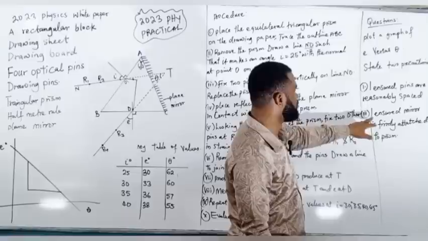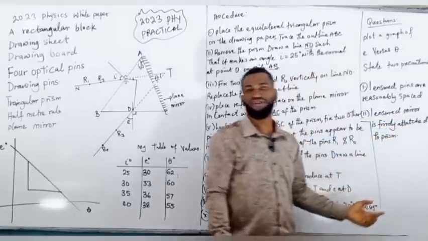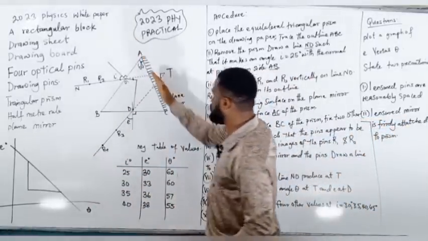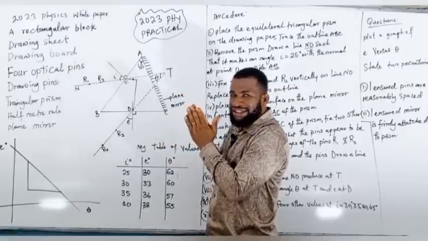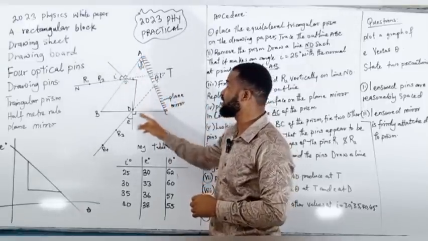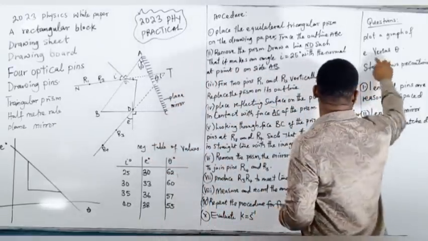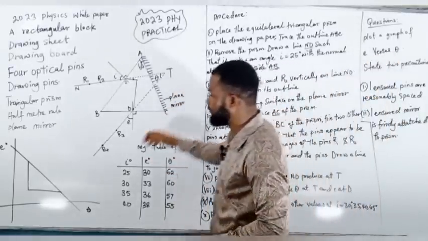Then number 2 is, I ensured mirrors are firmly attached to the prism. So this mirror that you place here, you have to make sure it attaches to the prism, or don't push the prism out of its outline. Very important.